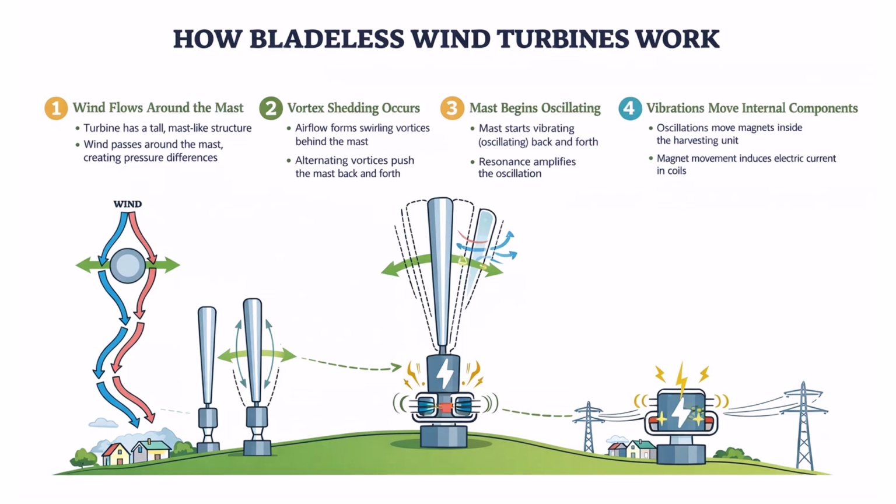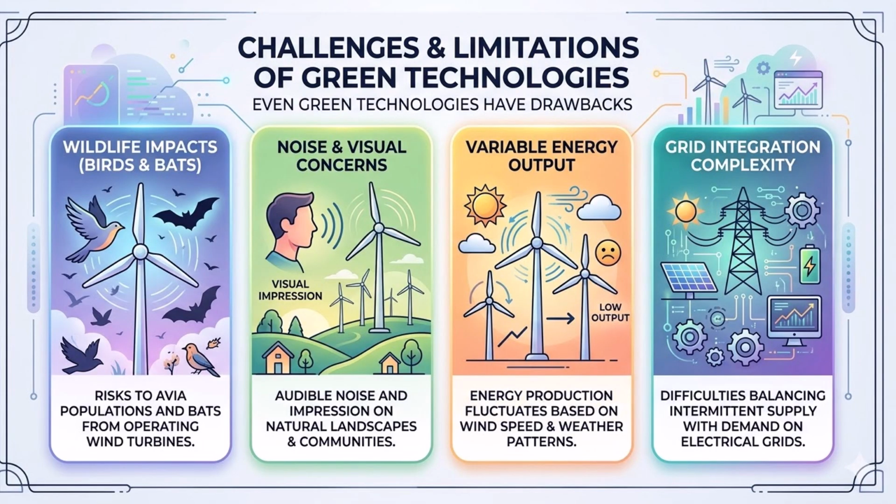Wind energy sounds incredibly promising. But what are the real challenges and limitations that still need to be addressed? Even the best green technologies have drawbacks, and wind is no exception. There are 4 main challenges. First, wildlife impacts. Spinning turbine blades do pose risks to birds and bats, particularly in migration corridors. Careful siting, radar-triggered shutdown systems, and new blade designs are all helping to reduce this.